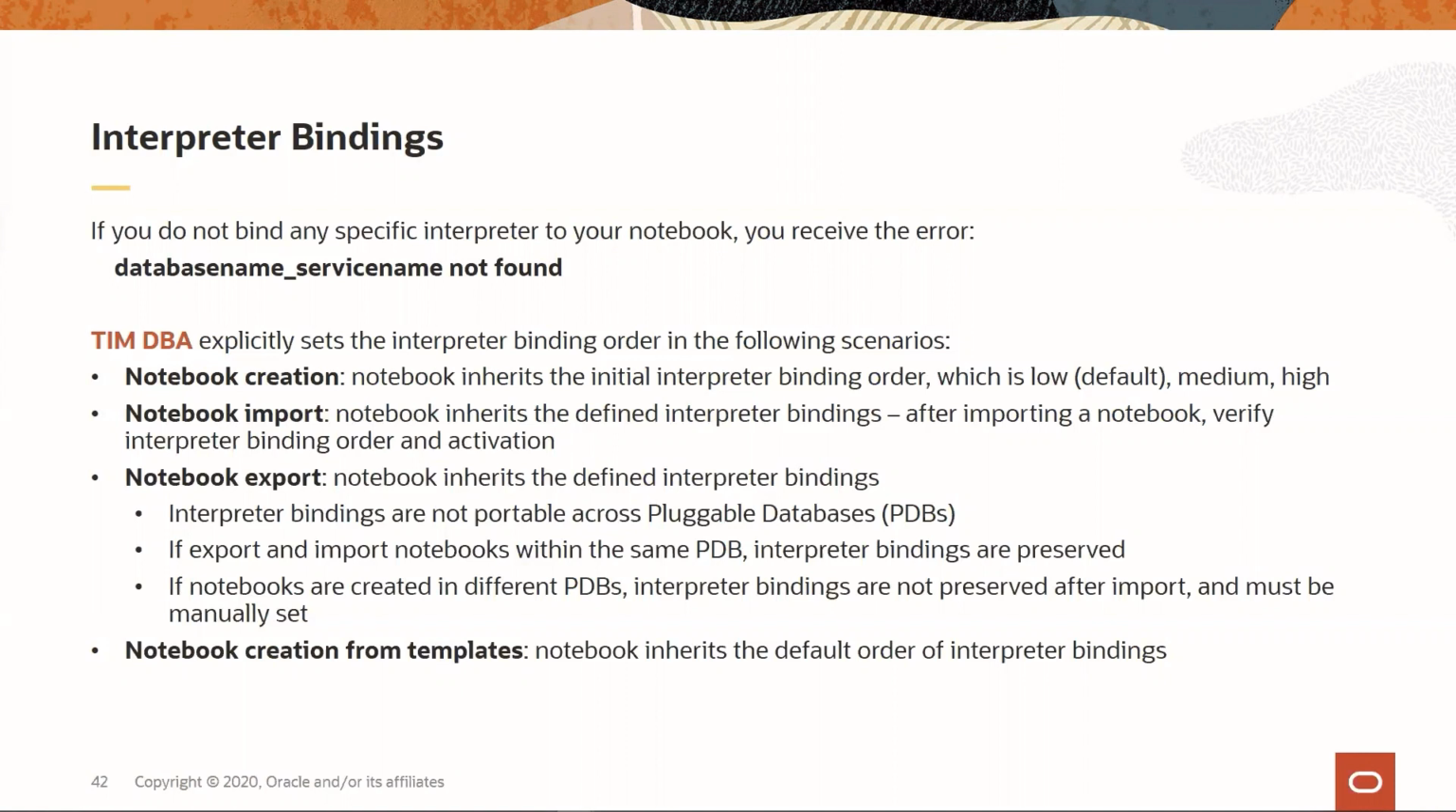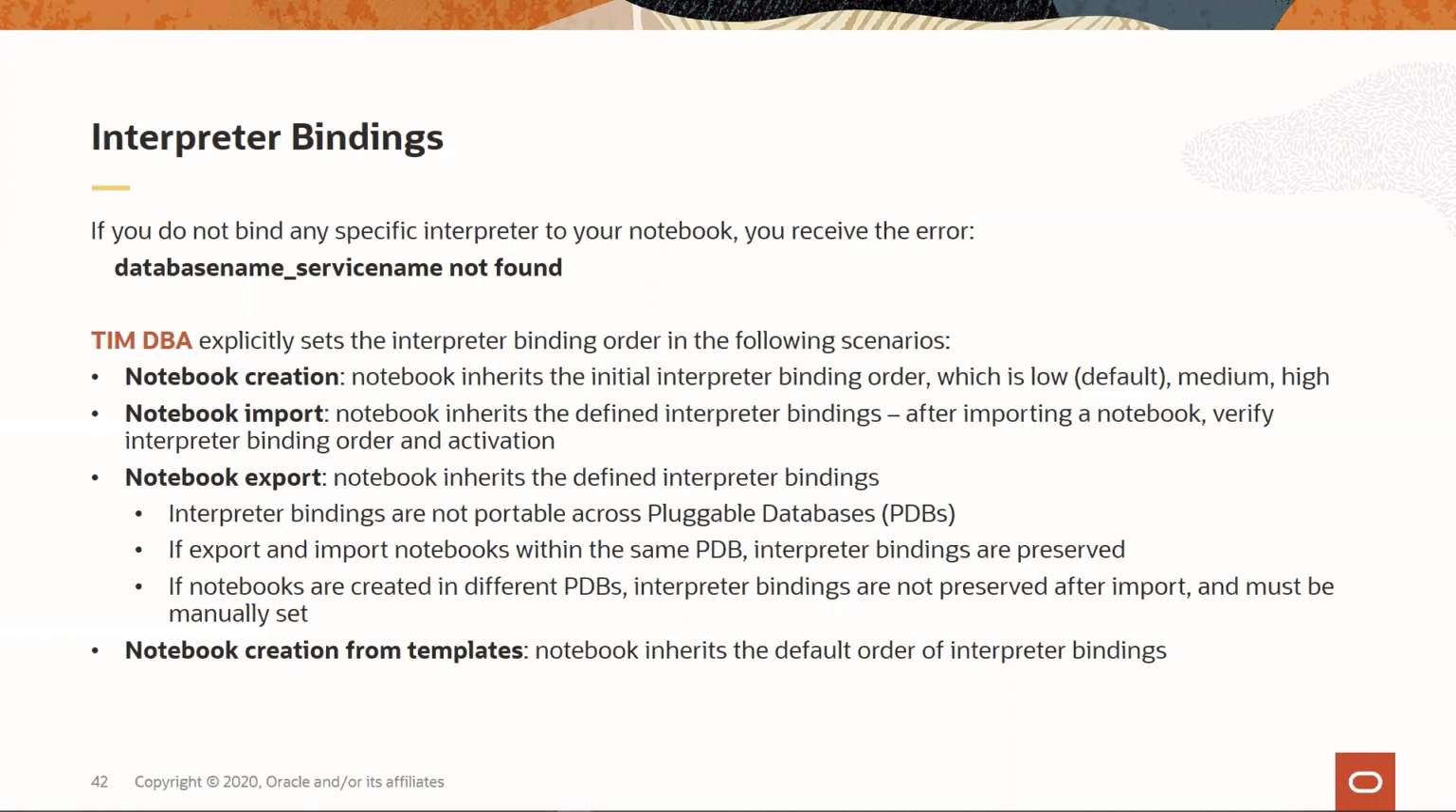When you import a notebook, it's important to also check that because it will inherit the defined interpreter bindings that are in that environment. You want to make sure that, first of all, things are set so that you don't get the error noted above, but also they're in the correct order, and those that can or should be enabled are. When you export a notebook, it will inherit those defined interpreter bindings for that notebook.